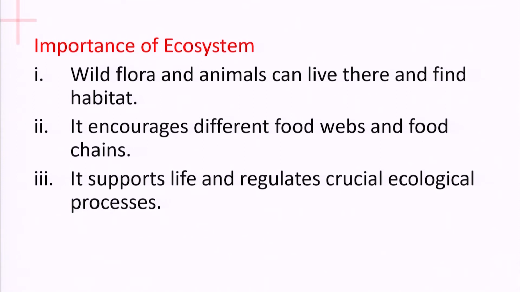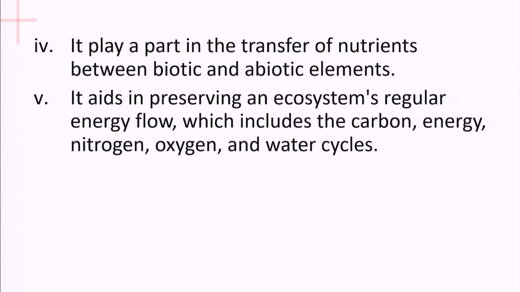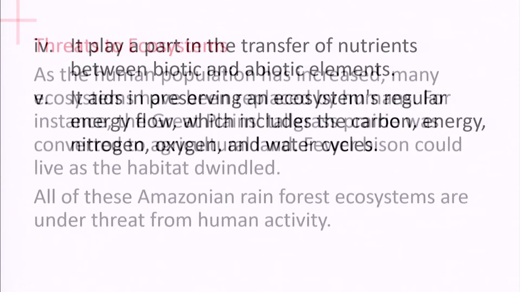Now let us see the importance of the ecosystem. Wild flora and animals can live there and find a habitat. The ecosystem encourages different food webs and food chains. It supports life and regulates crucial ecological processes. It plays a part in the transfer of nutrients between biotic and abiotic elements. It aids in preserving an ecosystem's regular energy flow, which includes carbon, energy, nitrogen, oxygen, and the water cycle.